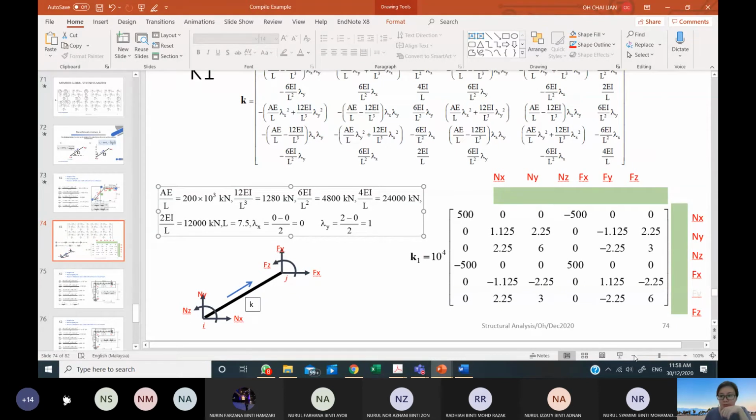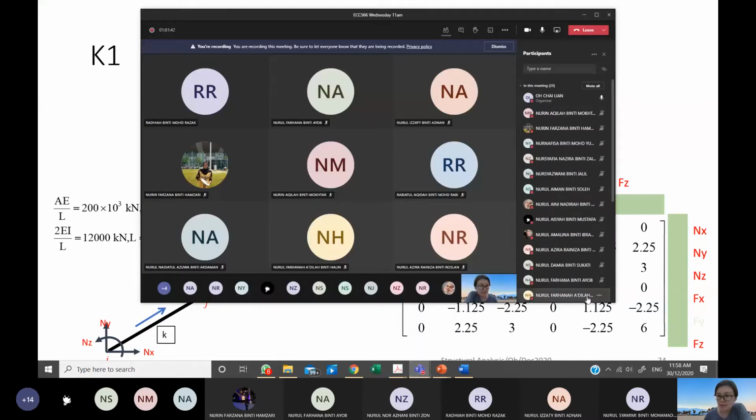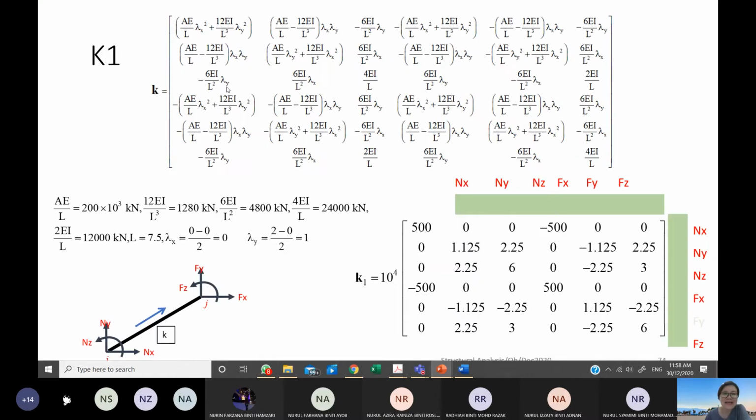Class, do you know what you need to do? Let me ask. Nurul Azira, do you know what you need to do now? No. In the matrices. Yes. So now you have already determined all these AE, 12EI, 6EI, 4EI, 2EI. And these are lambda X and lambda Y, right? So you need to arrange this into the template here.